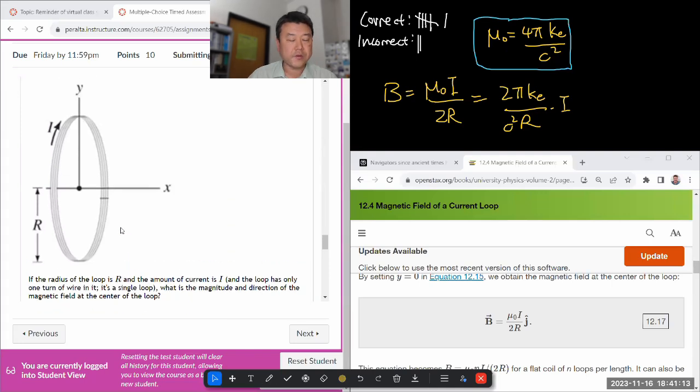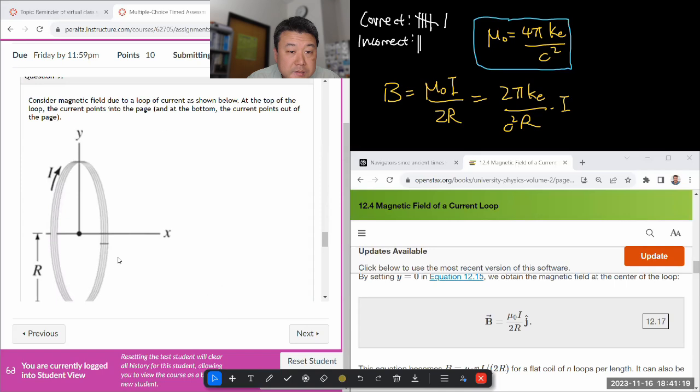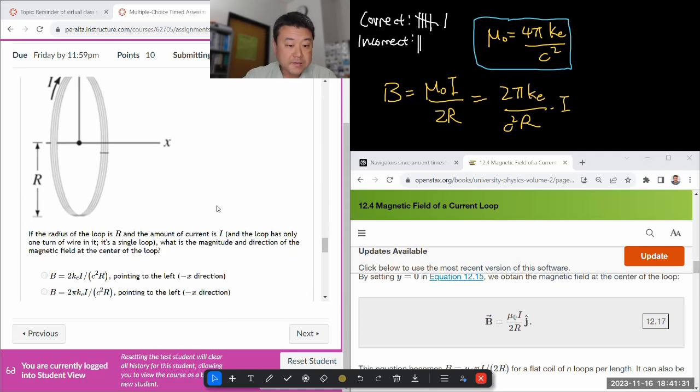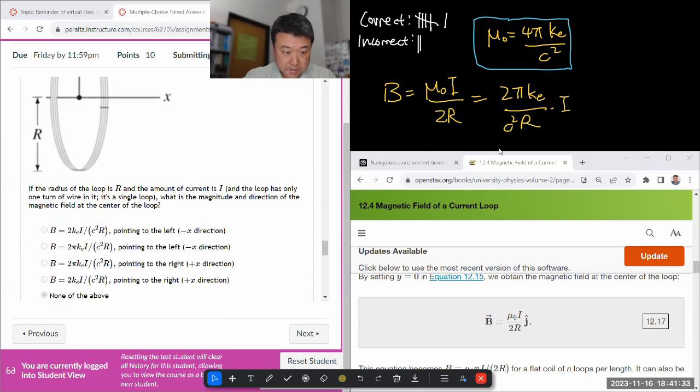Oh, I have to figure out the direction. So the way the figures are drawn, it looks to me, and I think it describes at the bottom, current points out at the bottom, and at the top current points in. So the magnetic field within the loop would point to the left. So minus x direction. So I think this is b.